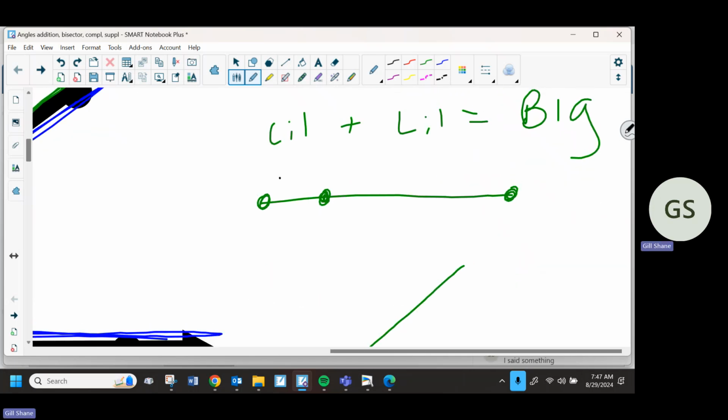Well, what if that's 3x? And what if that's 5x plus 8? And then maybe there was more information either just written or maybe they gave it to you in the actual drawing. Something like that.